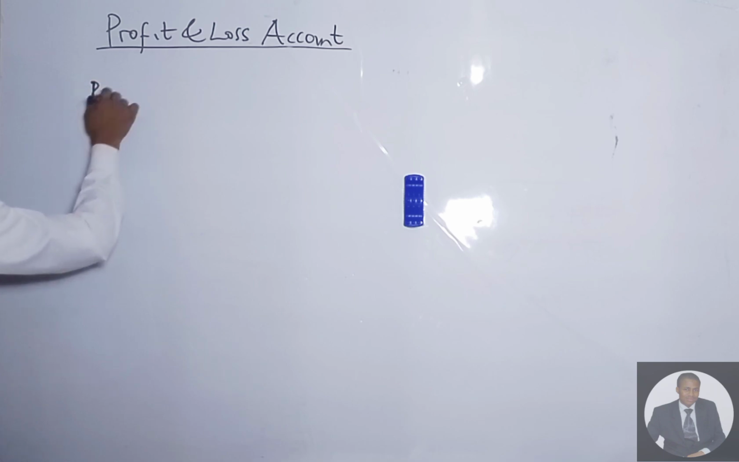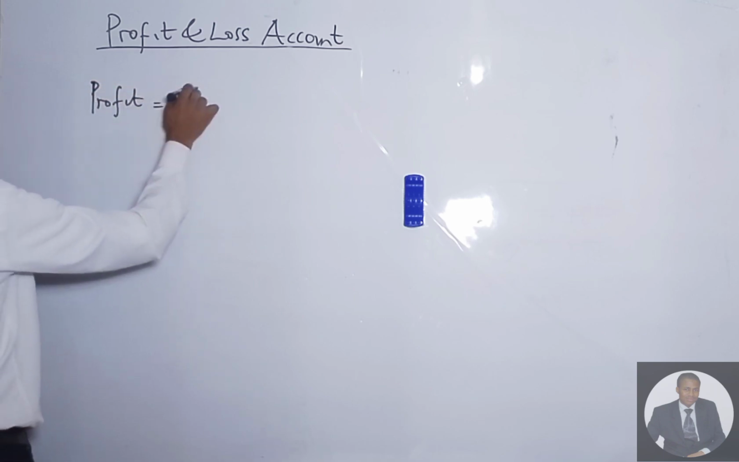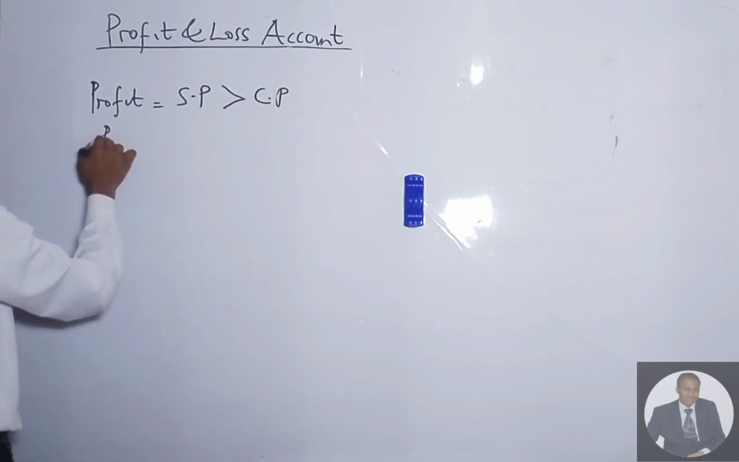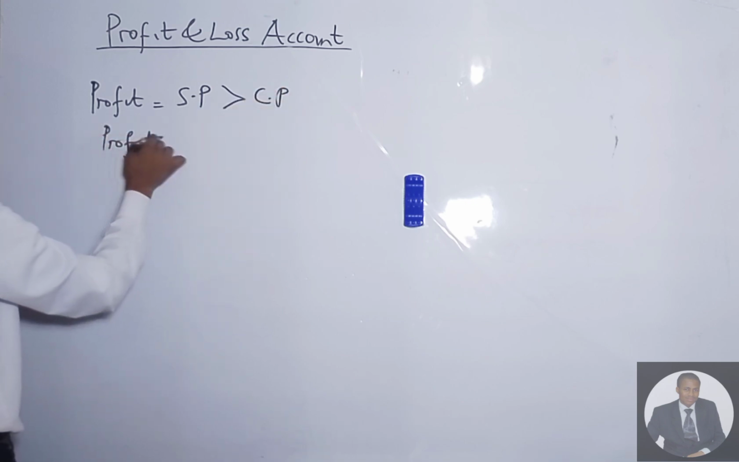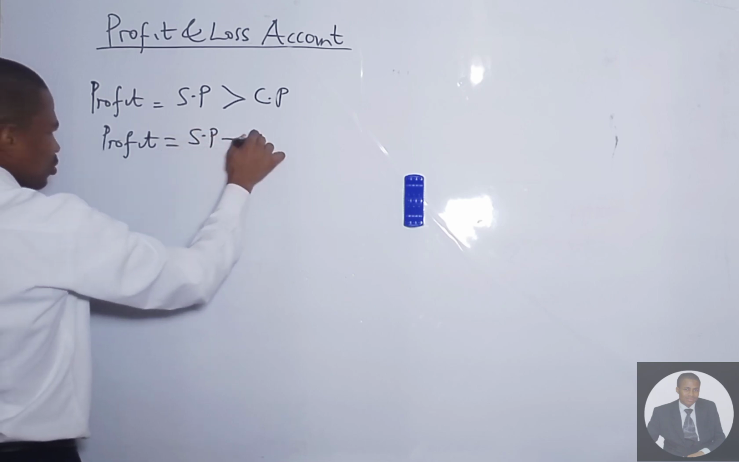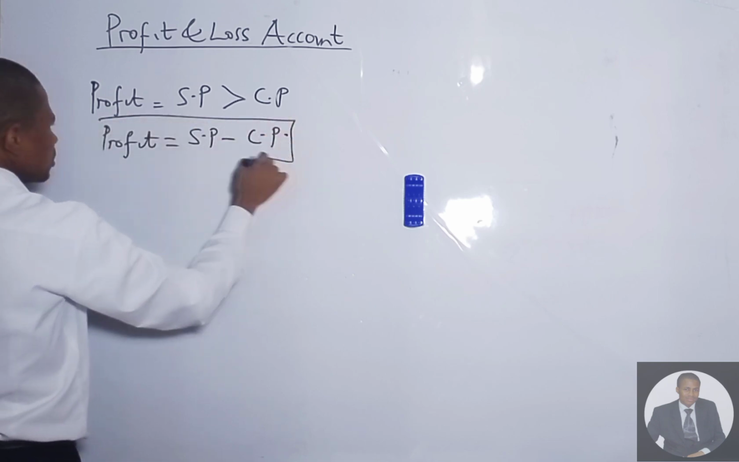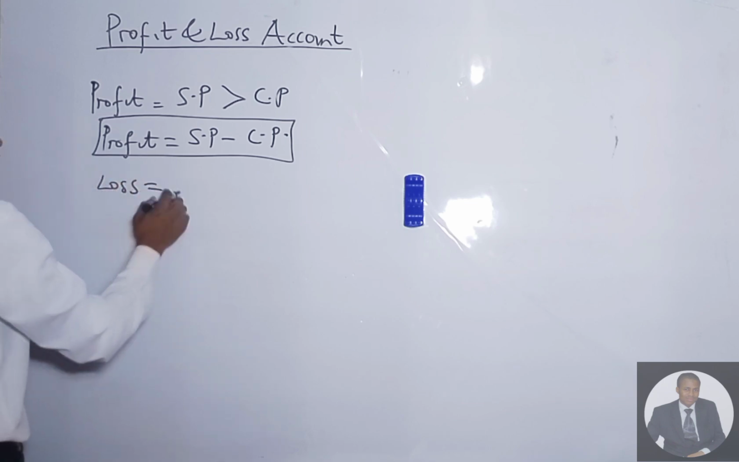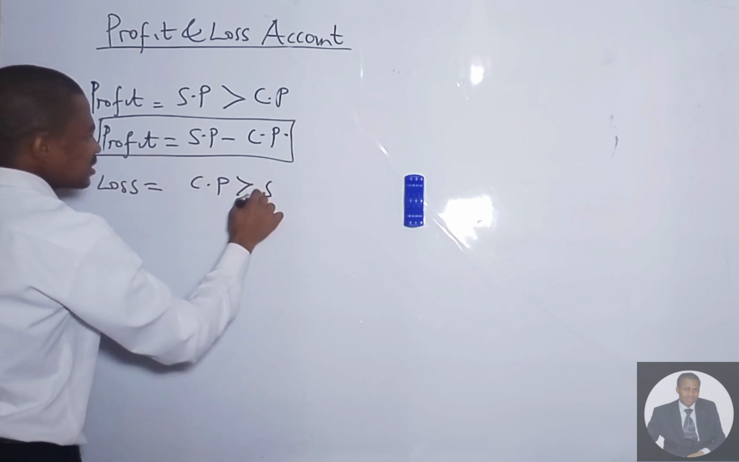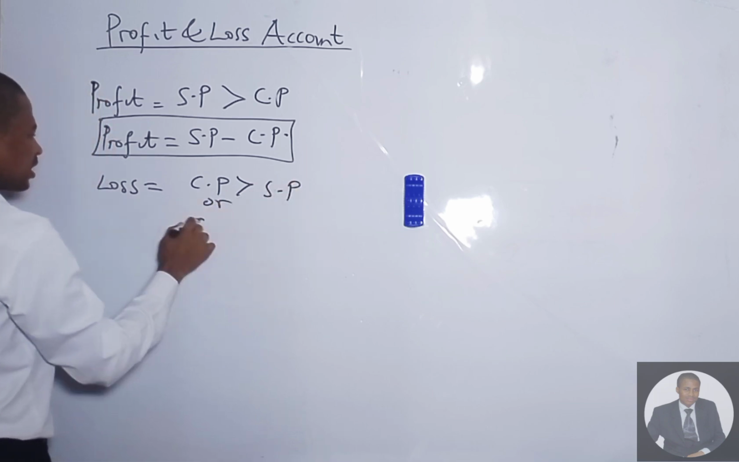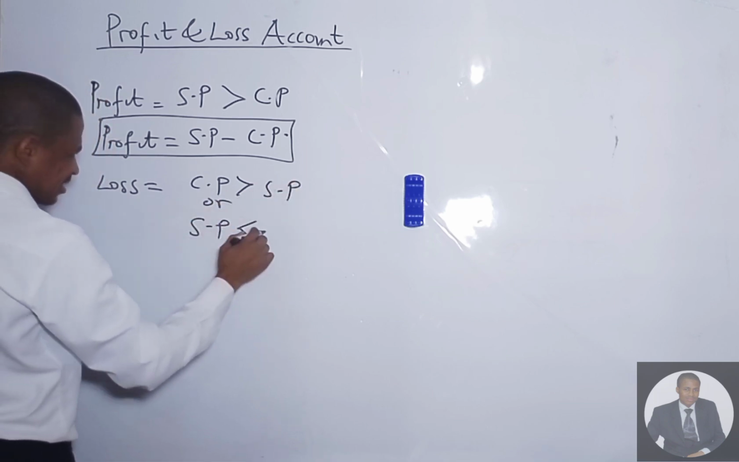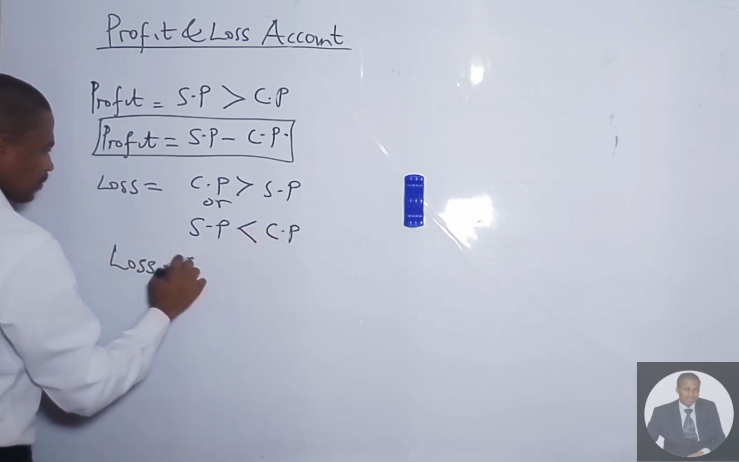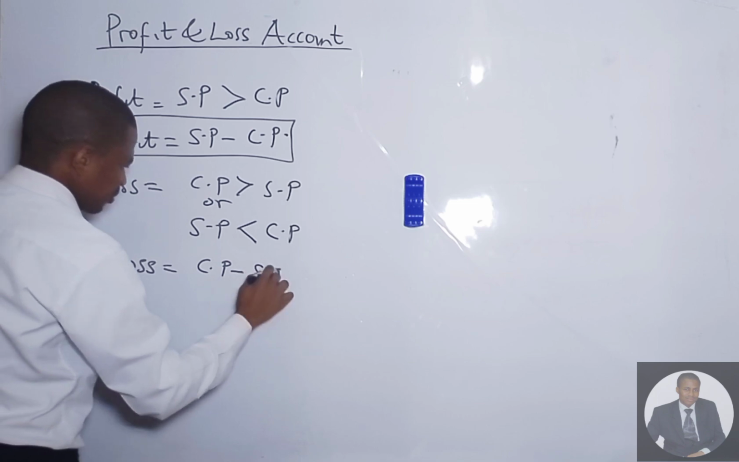Profit is made when the selling price is greater than the cost price. So we say profit equals selling price minus cost price. That will be our number one formula. Then loss is made when the cost price is greater than the selling price, or the selling price is less than the cost price. So we say loss equals cost price minus selling price.